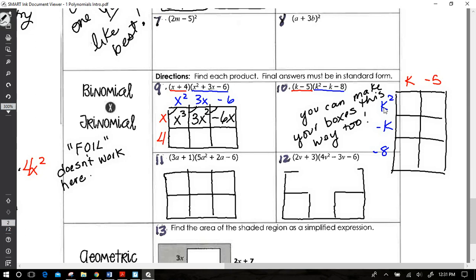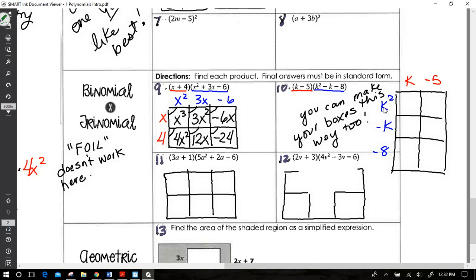I now have this 4 here, and I want to multiply it by the x squared on the top. So 4x squared. On the bottom, again, I have a 4, and I want to multiply that by 3x at the top of the box. 4 times 3 is 12. Keep the x. And finally, I've got 4 times negative 6, and that's negative 24.